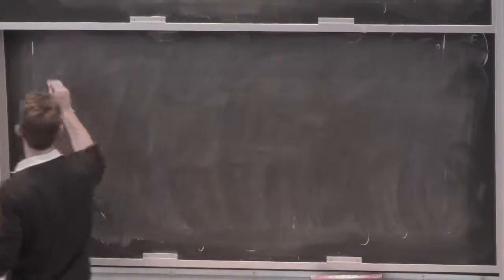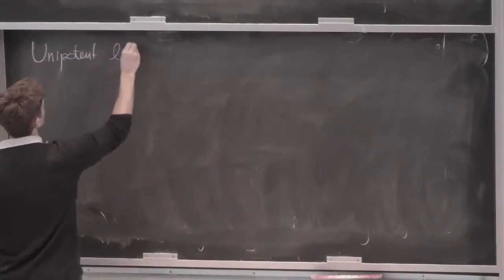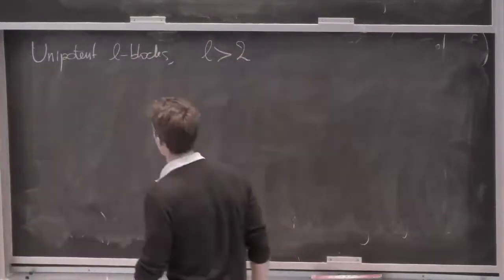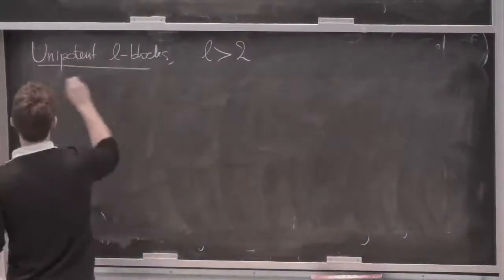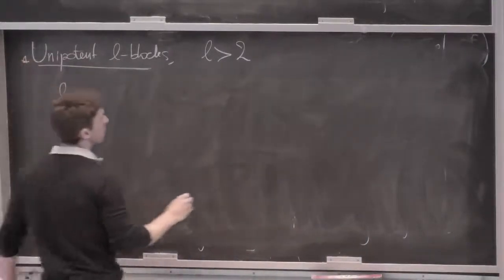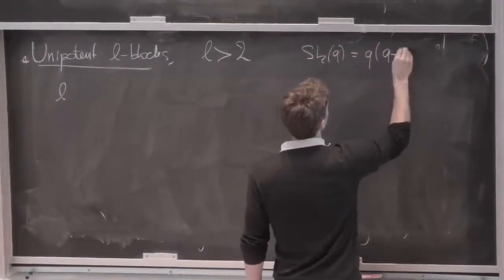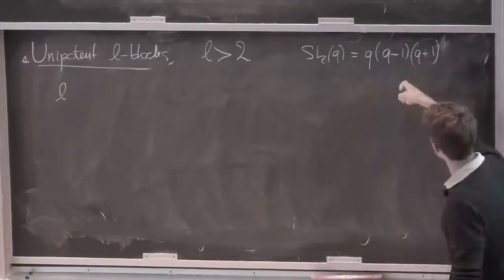Okay, so let me finish with the unipotent blocks. If I assume that L does not divide the center of SL2, there are two cases. SL2, its order is Q times (Q minus 1) times (Q plus 1). I said this before, I should say it again.